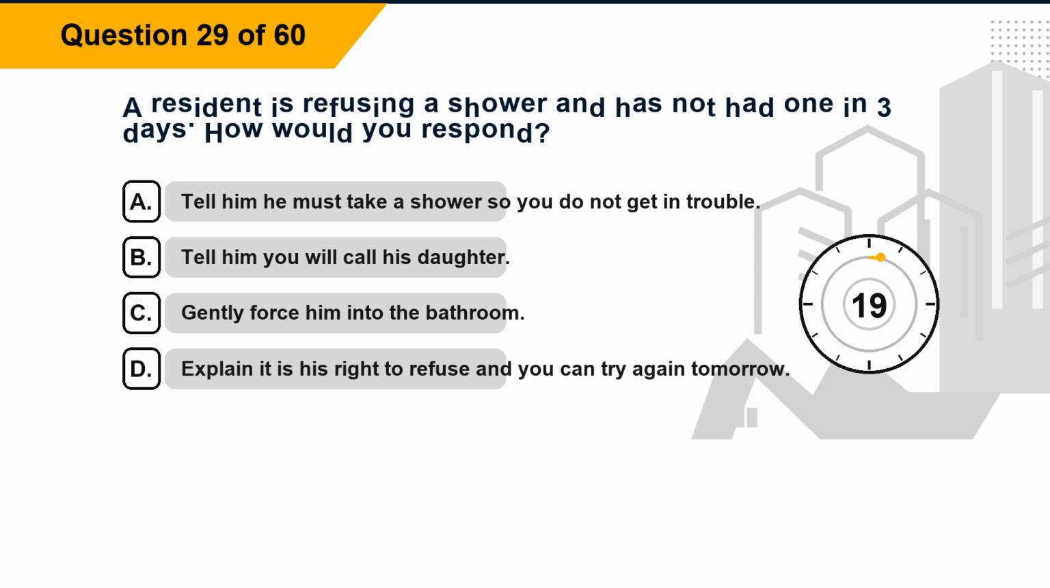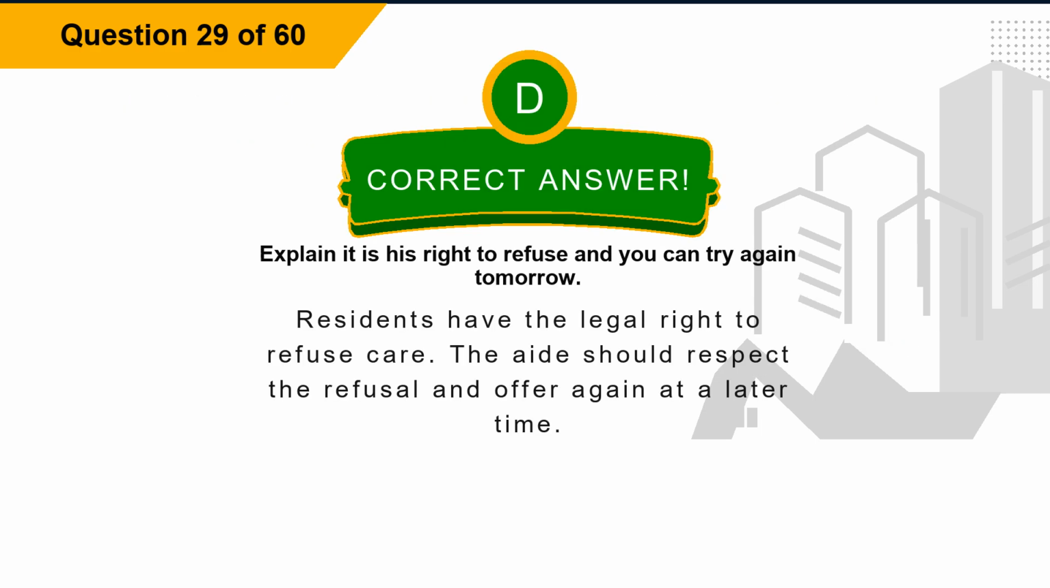Question 29. A resident is refusing a shower and has not had one in 3 days. How would you respond? Option A. Tell him he must take a shower so you do not get in trouble. Option B. Tell him you will call his daughter. Option C. Gently force him into the bathroom. Option D. Explain it is his right to refuse and you can try again tomorrow. The correct answer is option D. Explain it is his right to refuse and you can try again tomorrow. Explanation. Residents have the legal right to refuse care. The aide should respect the refusal and offer again at a later time.